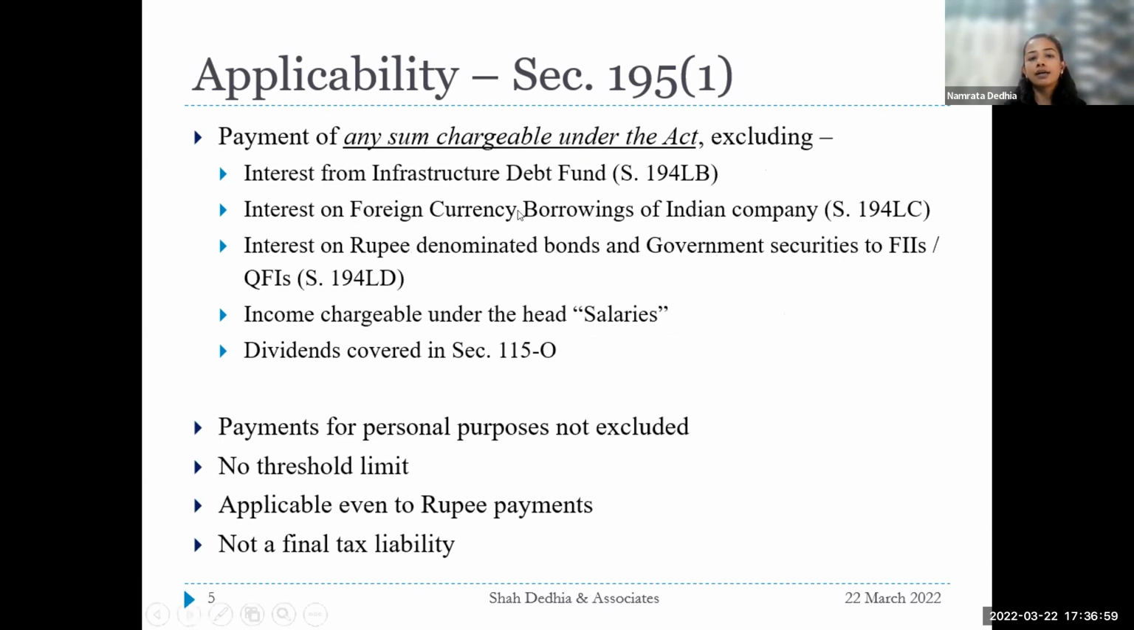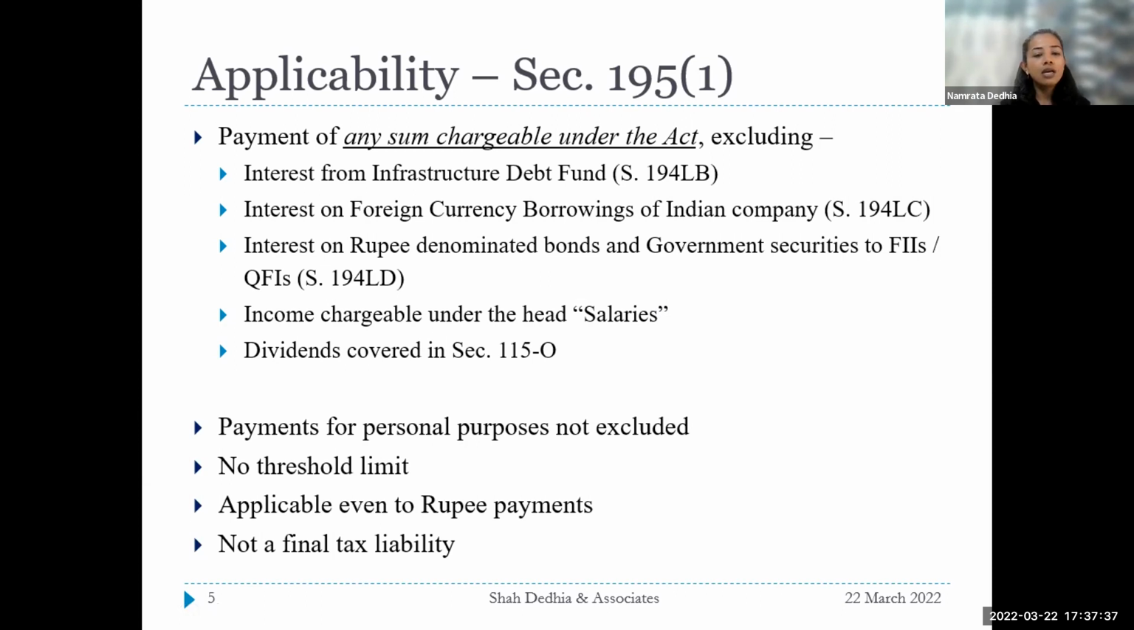So I mentioned at the start that, of course, 195 also has exclusions, in that certain payments have specific TDS sections, and therefore those TDS sections will not get covered under 195. So we have 194LD, which deals with different types of interest payments in specific circumstances. Not all interest payments are excluded. Then salaries, dividends, all of these will not get covered. Payments for personal purposes are not excluded. We already discussed this.